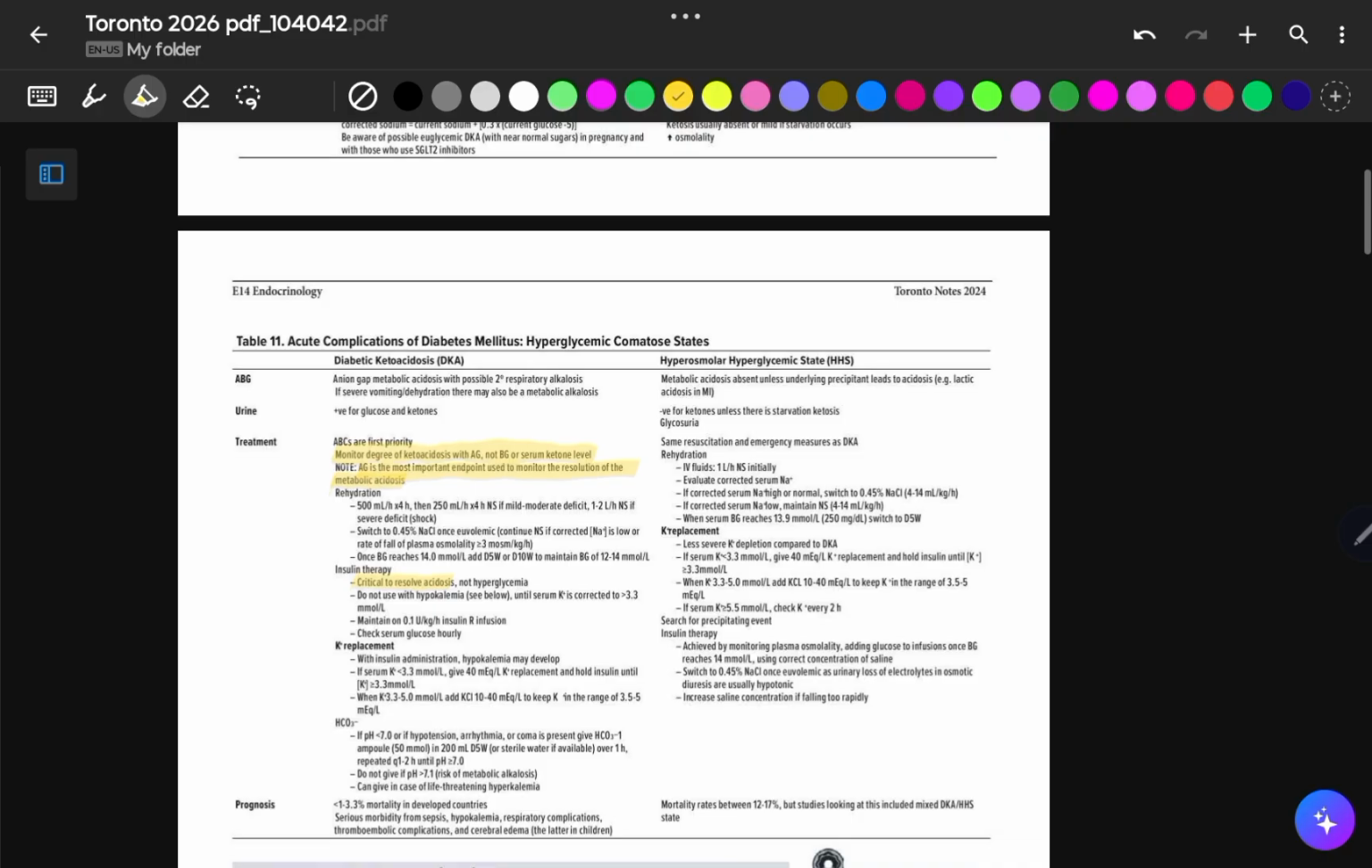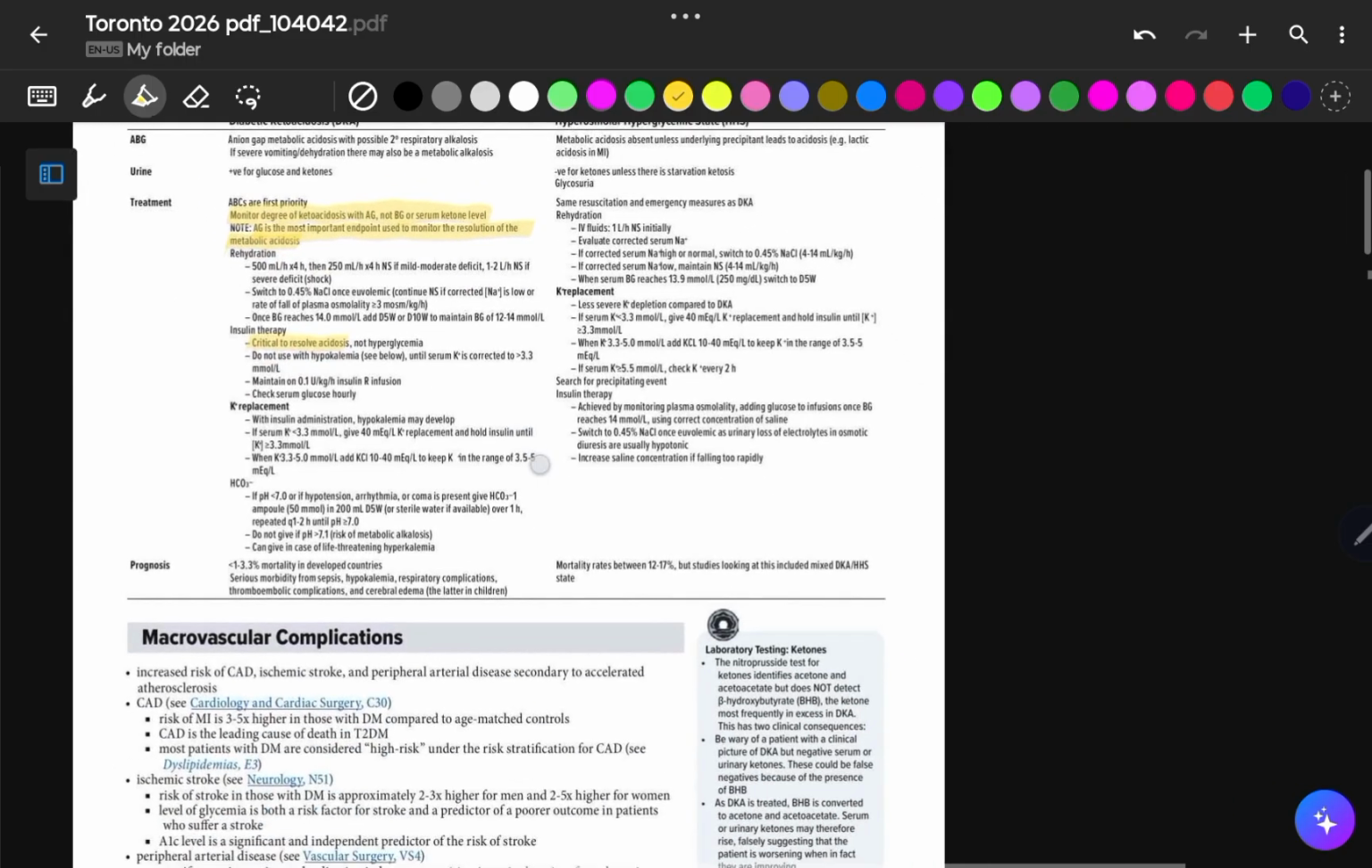Okay, so what is the prognosis of DKA? We say there is 1.3 to 3% mortality in developed countries, and it has serious morbidity from sepsis, hypokalemia, respiratory complications, thromboembolic complications, and cerebral edema, which is usually found in children. Especially if you give these patients too much fluid and too fast, you can cause cerebral edema. Okay, so that is for DKA.